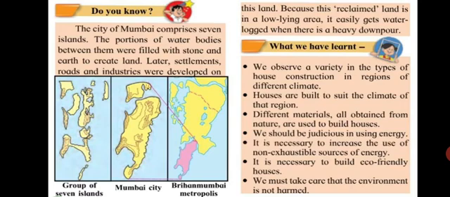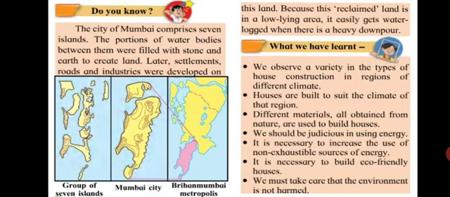Because this reclaimed land is in a low-lying area, it easily gets waterlogged when there is a heavy downpour. So we often see or face the consequences of heavy rains in Mumbai especially. Why? Because it's a low-lying area. That's why waterlogging becomes a big problem whenever there is a heavy downpour or heavy rainfall.